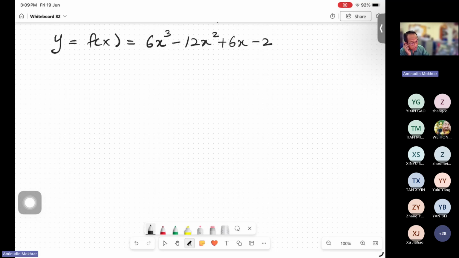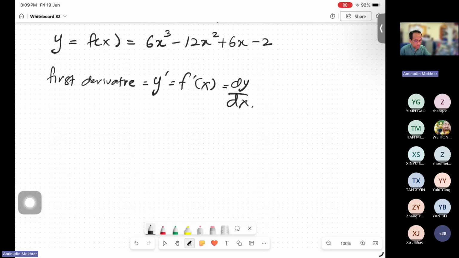Okay, based on the rule of differentiation, the first derivative, y prime or f prime x or dy dx. This is the first derivative. Based on the rule of differentiation, this is equal to 18x to the power of 2 minus 24x plus 6. That is the first derivative, y prime or f prime or dy dx.